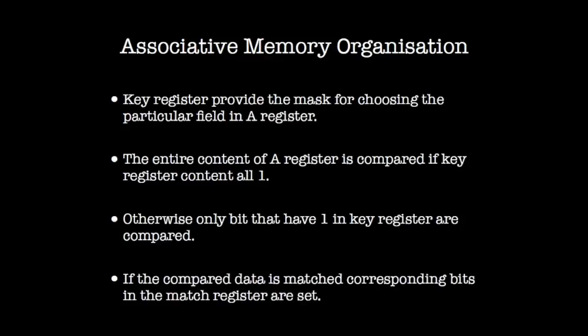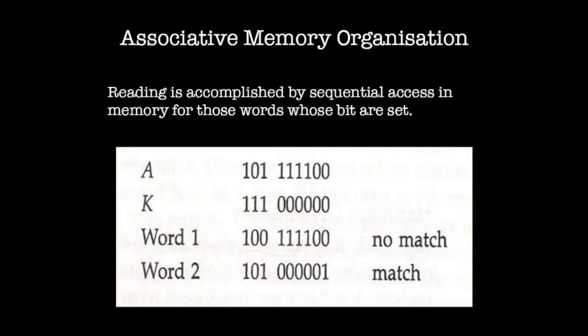The key register provides the mask for choosing the particular field in the A register. The entire content of the A register is compared if the key register content is all 1. Otherwise, only bits that have 1 in the key register are compared. If the compared data is matched, corresponding bits in the match register are set. Reading is accomplished by a sequential access in memory for those words whose bits are set.